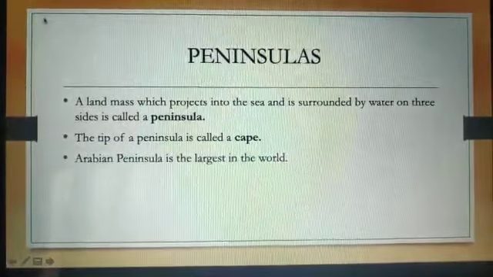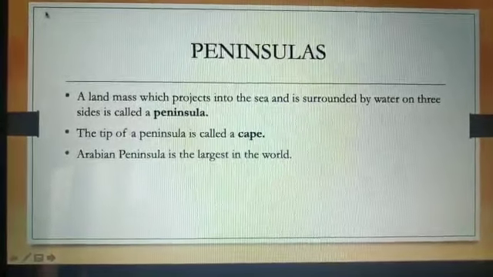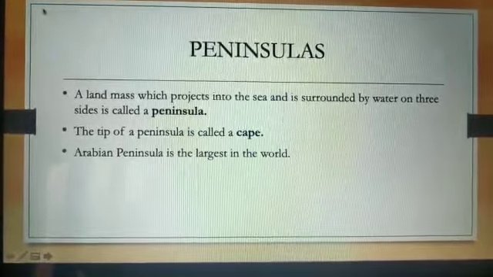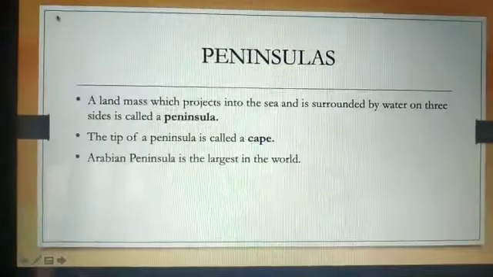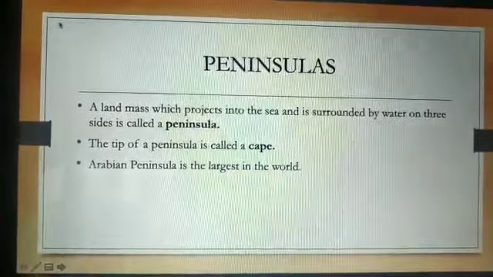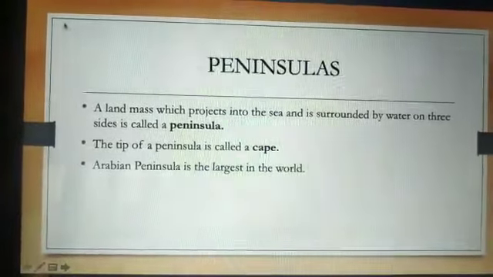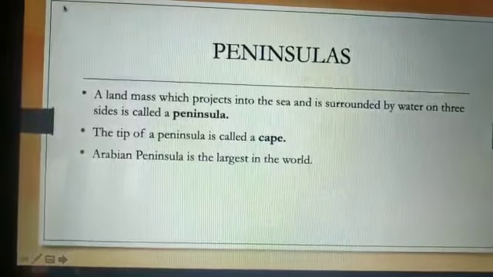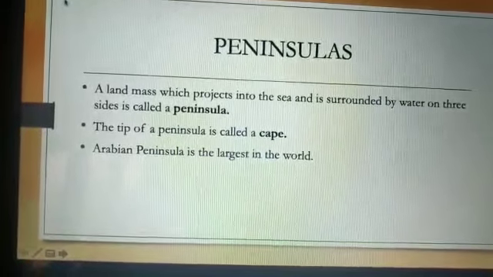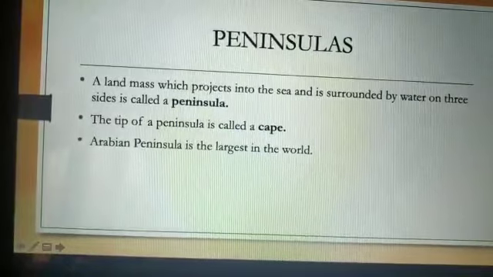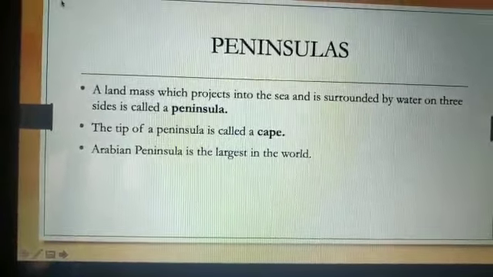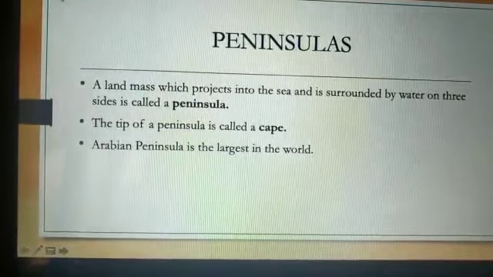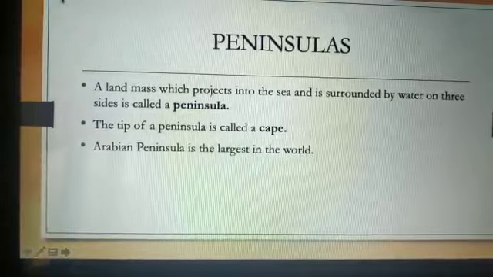Next is peninsulas. What is a peninsula? A landmass which projects into the sea and is surrounded by water on three sides is called a peninsula. The tip of a peninsula is called a cape. Which is the largest peninsula in the world? It is the Arabian Peninsula.